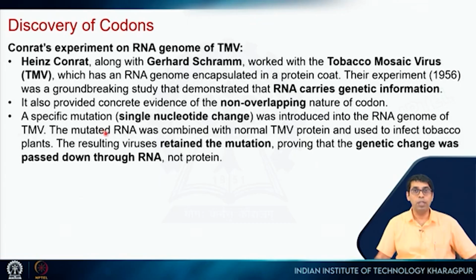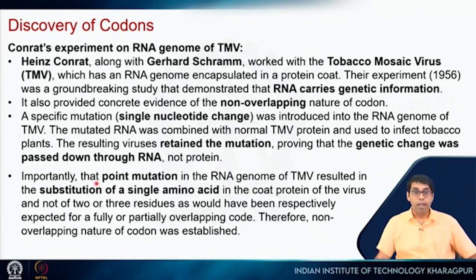So in this case, they produced single nucleotide mutants of the RNA genome of the tobacco mosaic virus. The mutated RNA was combined with normal tobacco mosaic protein and used to infect tobacco plants, right? The resulting virus retained the mutation, proving that the genetic change was passed down through RNA, not protein and not DNA. So they were able to mutate, and then that mutation was passed on through several generations. So it proved that RNA is the genetic material. And also the point mutation in the RNA genome of TMV resulted in substitution of a single amino acid.